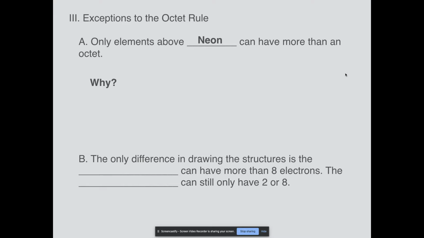In fact, even though we call them exceptions to the octet rule, a lot of these elements always are exceptions to the octet rule. So it ends up being more like, okay, the rules that we talked about work for very simple molecules and very simple things and ions. But then in reality, there's this whole other world of more complicated ones.